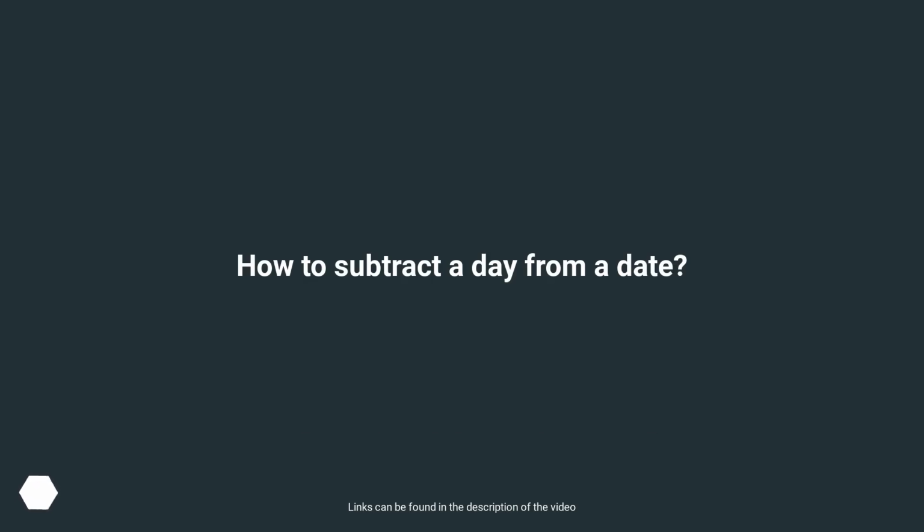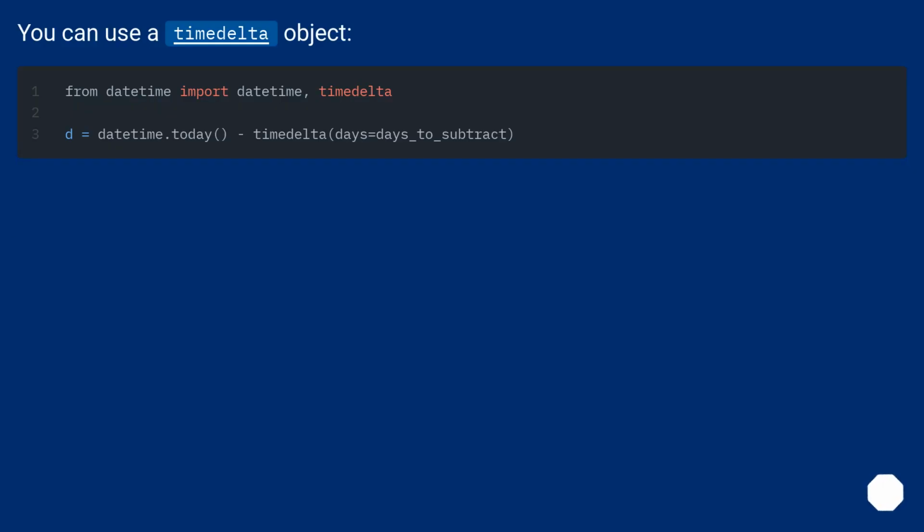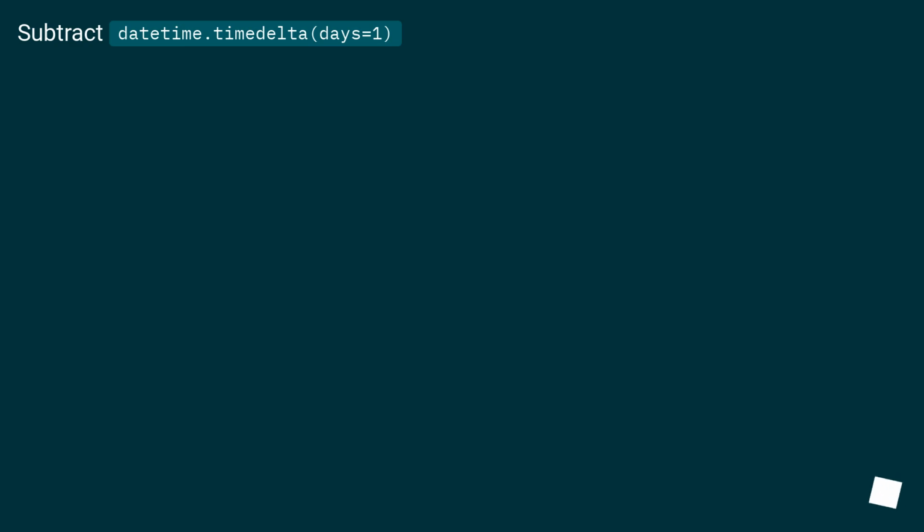How to subtract a day from a date. I have a Python datetime object. What is the best way to subtract one day? You can use a timedelta object. Subtract datetime.timedelta(days=1).